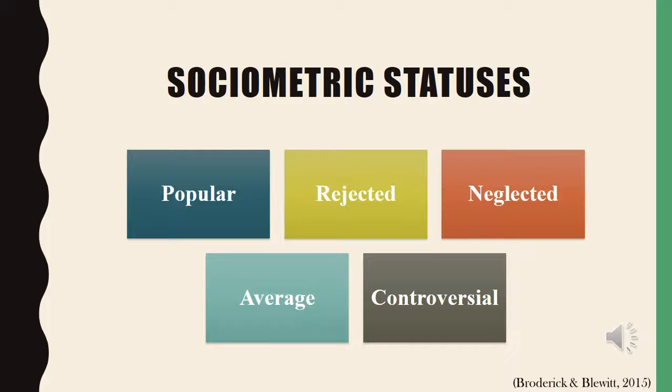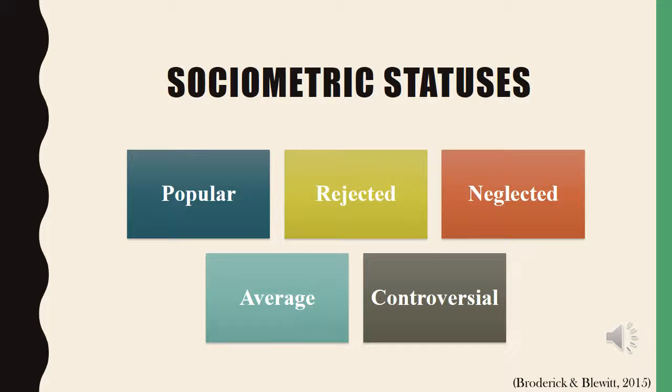And then the final category, controversial, is a relatively small group of children, but these are the children that receive many positive nominations and many negative nominations. So they have high impact but average preference, and they're controversial because they share many of the same characteristics with the popular group and with the rejected group.